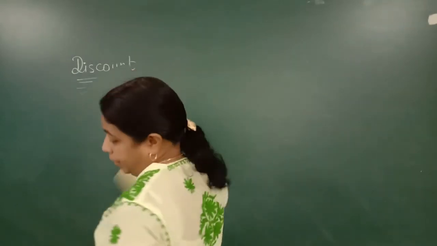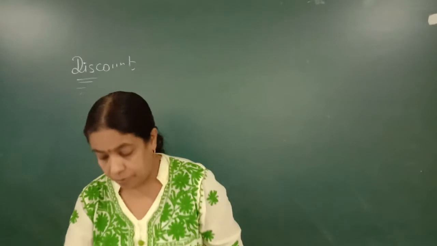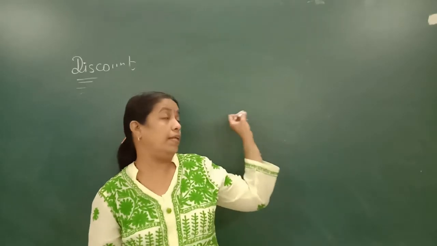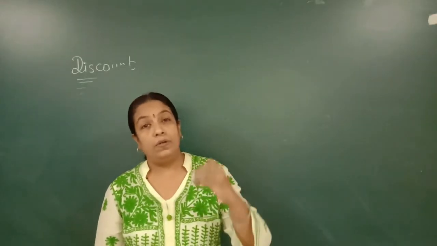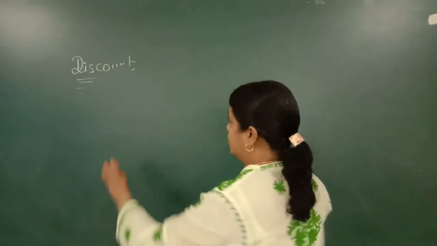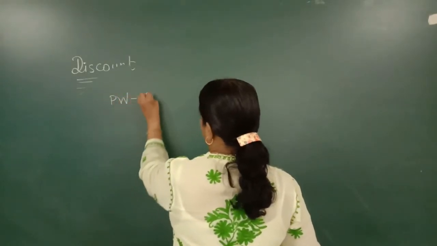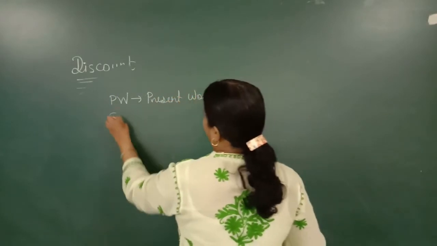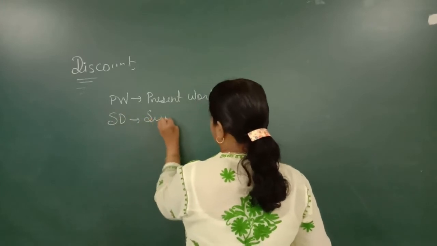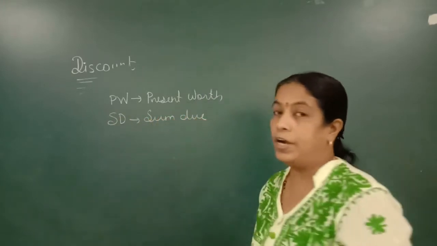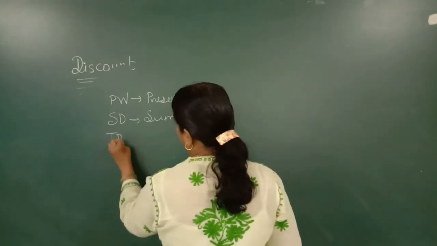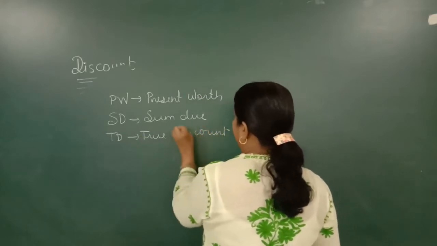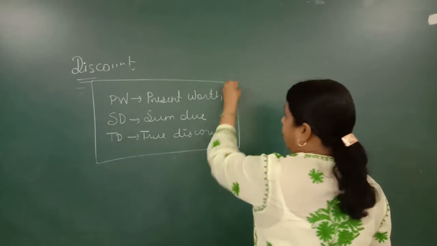So just write down all the terms. Now see, next, true discount is done, present worth is done, it was not trade discount, it was true discount. Now the first part we saw, present worth. PW stands for present worth. SD stands for sum due. TD stands for true discount. These three words we very well know now.